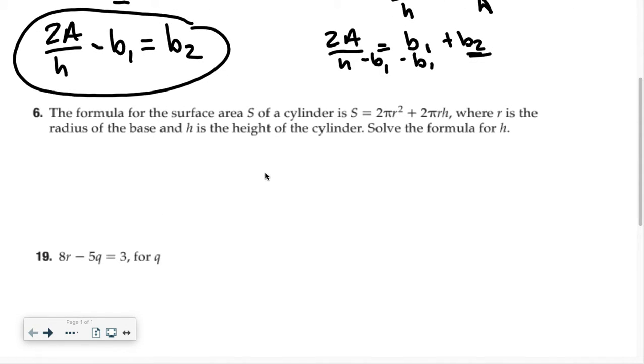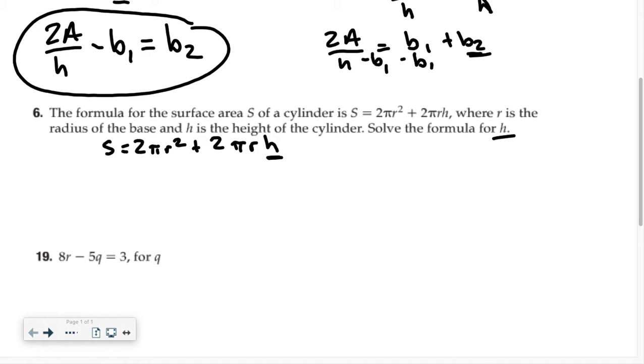Okay. This next one, the formula for surface area of a cylinder is S equals 2 pi r squared plus 2 pi r h, where r is the radius of the base and h is the height of the cylinder. Solve the formula for h. Okay. So rewriting this here, 2 pi r squared plus 2 pi r h.